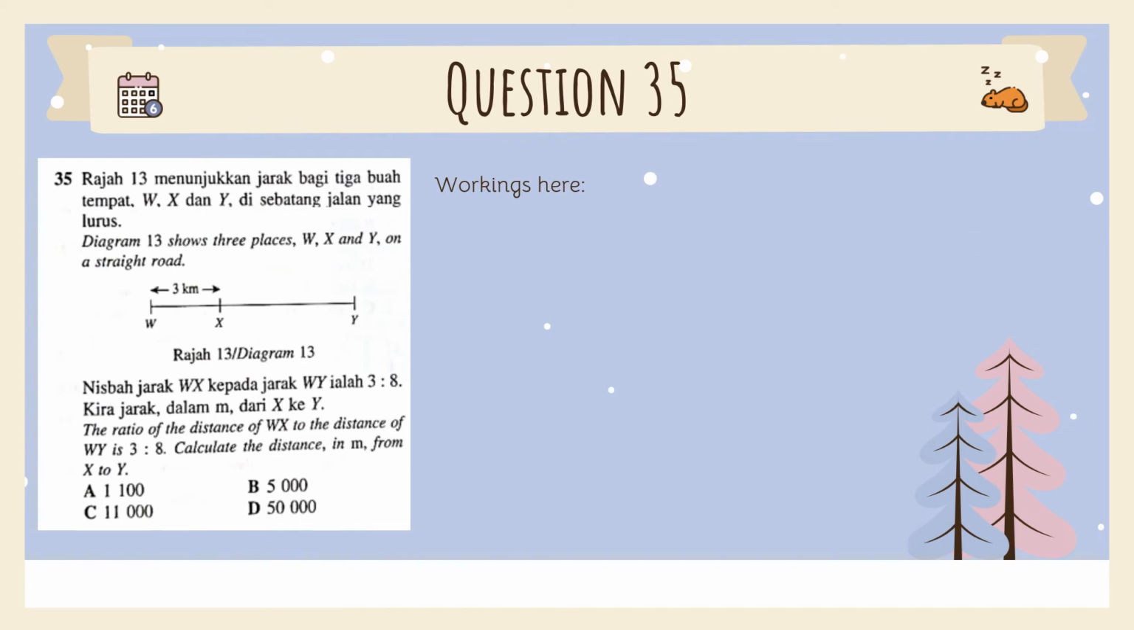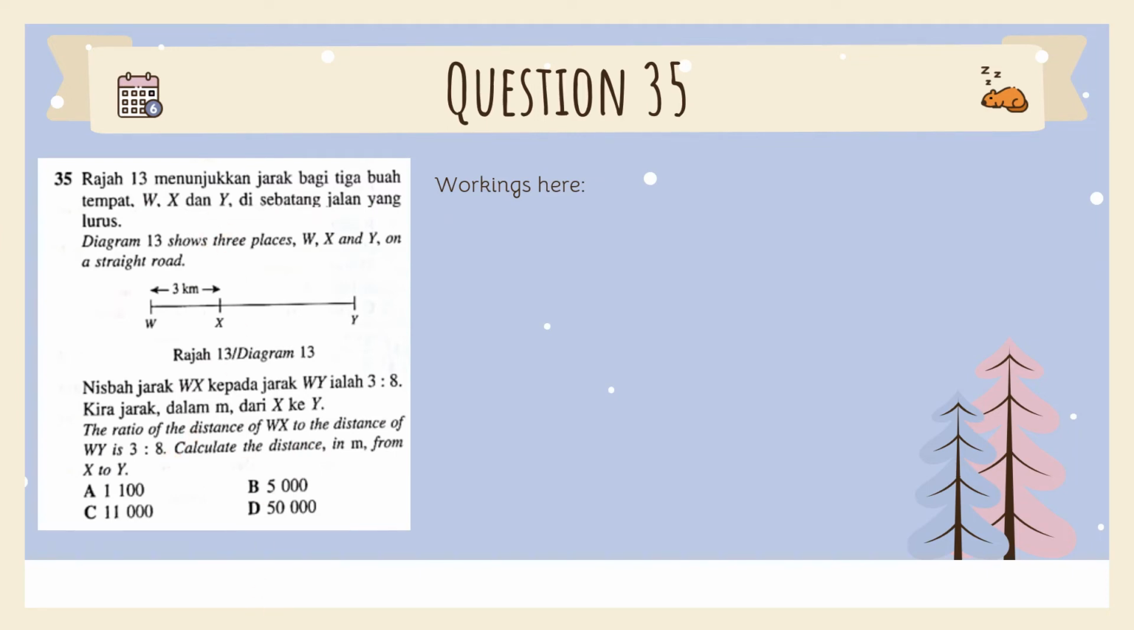Okay, question 35. Diagram 13 shows three places W, X and Y on a straight road. So this is diagram 13 where they are showing the three places which are W, X, Y and the line which represents the road. The ratio of the distance of WX to the distance of WY is 3:8. Calculate the distance in meter from X to Y.